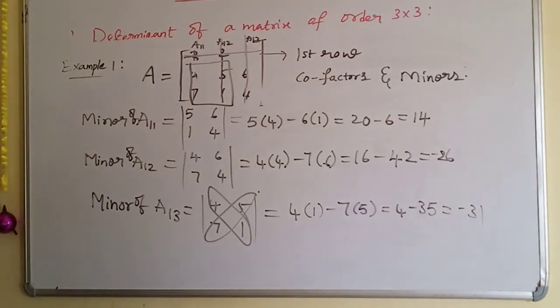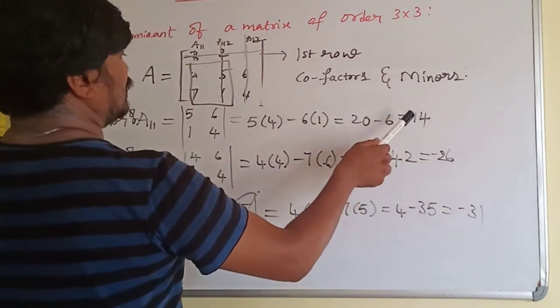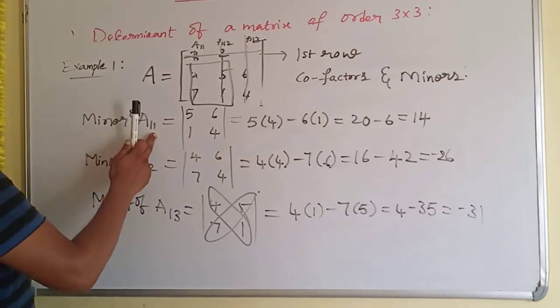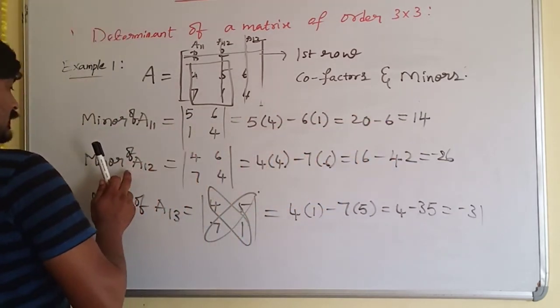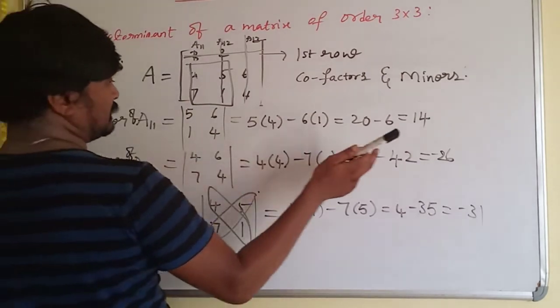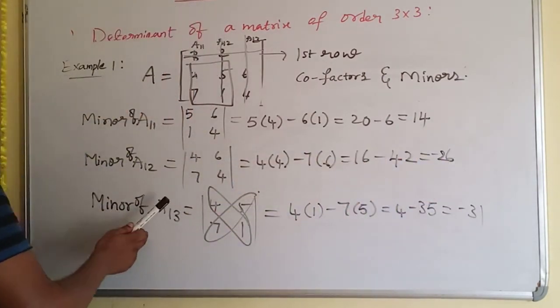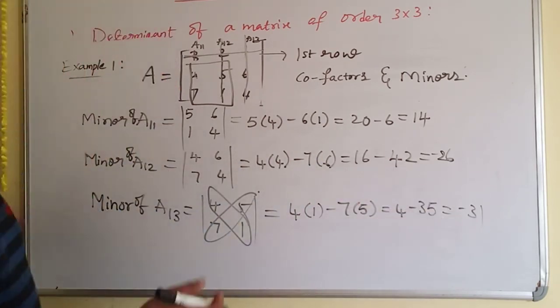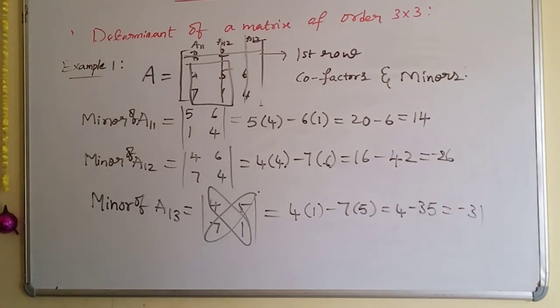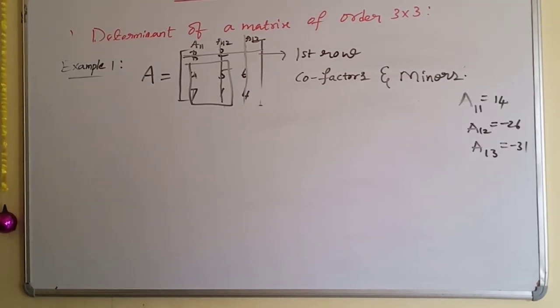So like this you have to find the minors. If they ask what the cofactors are, cofactors just mean you need to change the signs, nothing more. 1 plus 1 is 2, an even number, so plus 14. 1 plus 2 is 3, odd, so minus of minus 26, plus 26. For A13, 1 plus 3 is 4, so minus 31. It is very simple. I hope you understood the minors, and now let's move on to the cofactors.